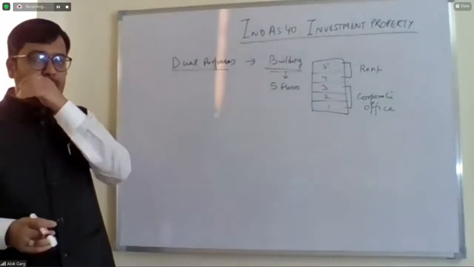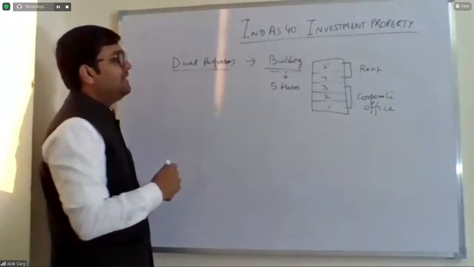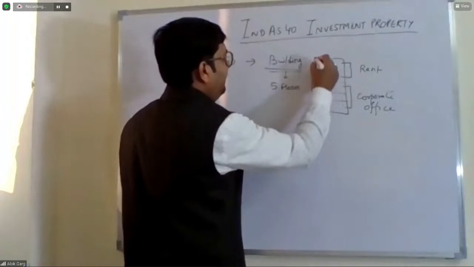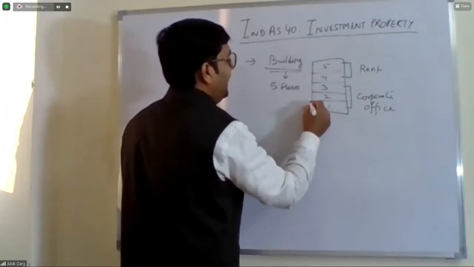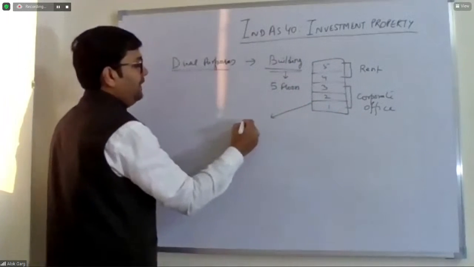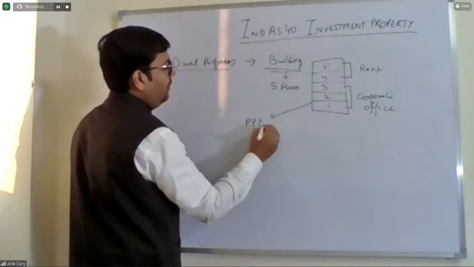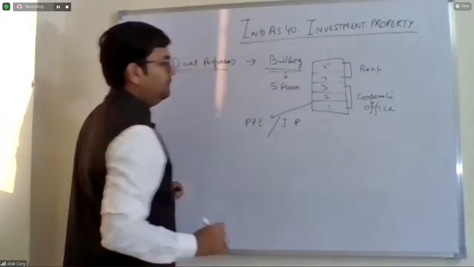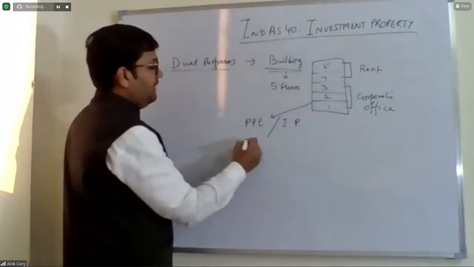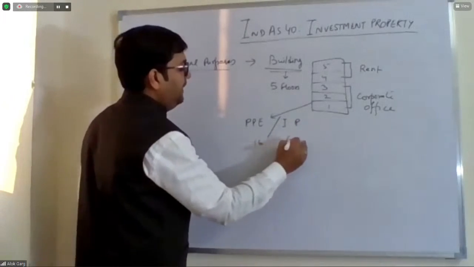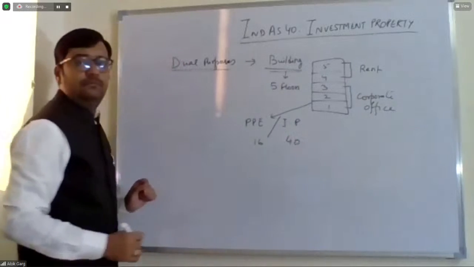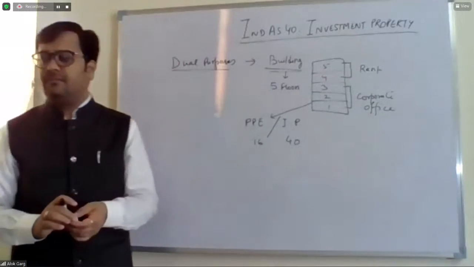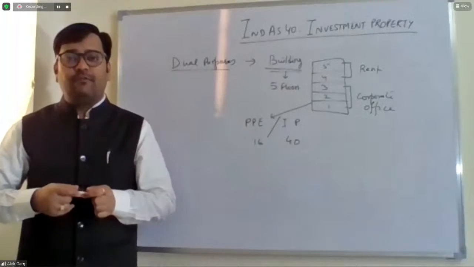Now the question arises whether this entire building has to be shown as property, plant and equipment, or whether it is required to be shown as investment property. Is it covered under IndAS 16 or is it covered under IndAS 40? What is your view on this? Guys, what is your view on this?